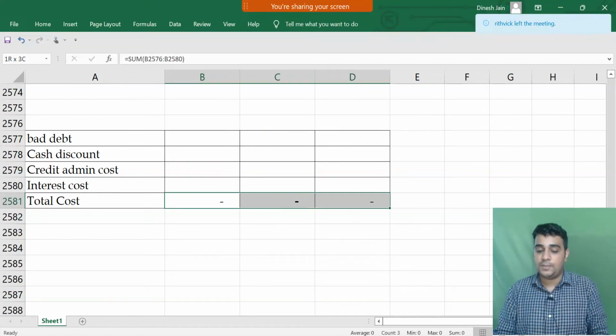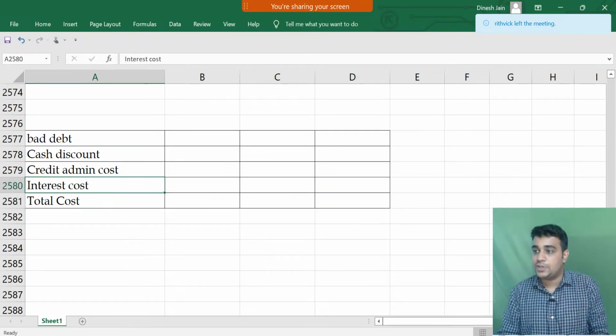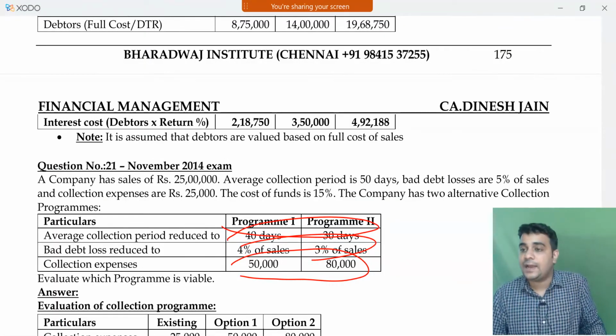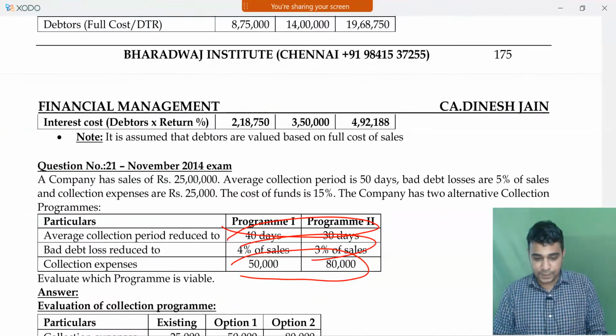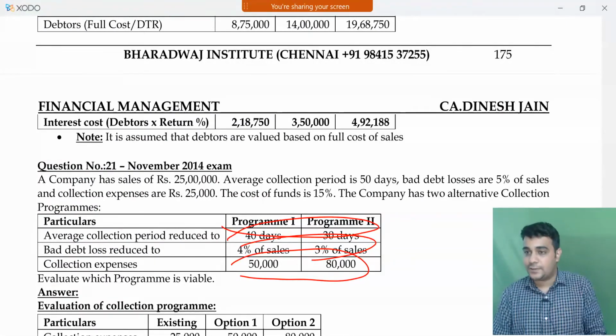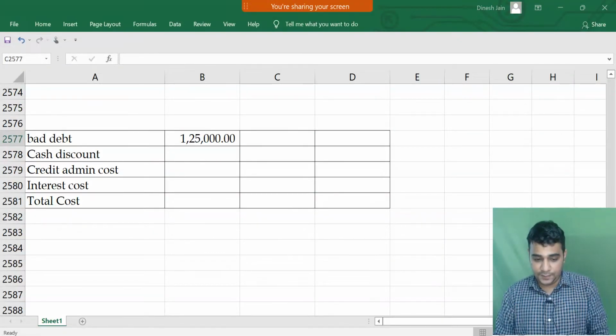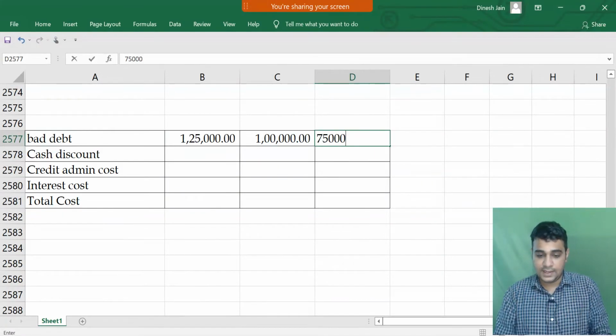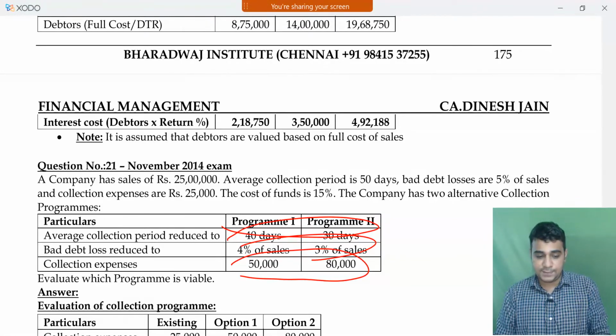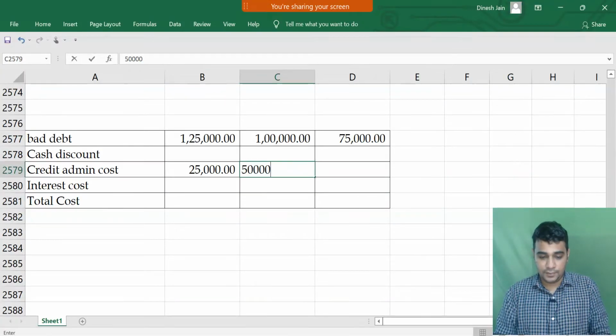You'll have to do only on the basis of sales, because you don't have information on cost of sales. Sales is 25 lakh. I don't know the cost of sales. So for example, if I start with bad debt as of now is 5% of sale, 1 lakh 25,000. It can become 4%, 1 lakh 75,000. Collection expense, credit administration, is collection expense. Today is 25,000. Then later on it will become 50, 80.